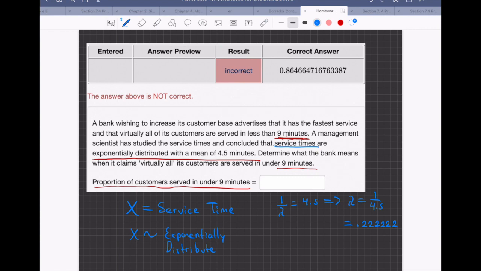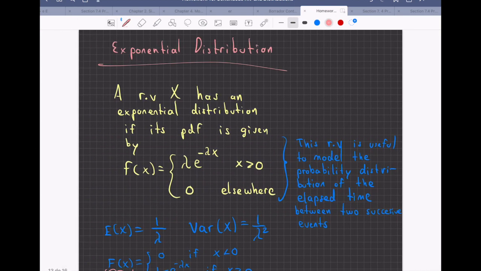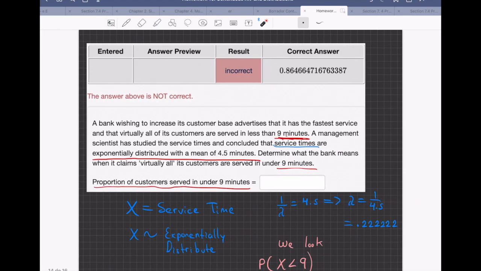Then the question is, determine what the bank means when it claims virtually all its customers are served under 9 minutes. So we look for the probability that the service time is less than 9 minutes. So probability of X less than 9. In this case, you can use this cumulative.